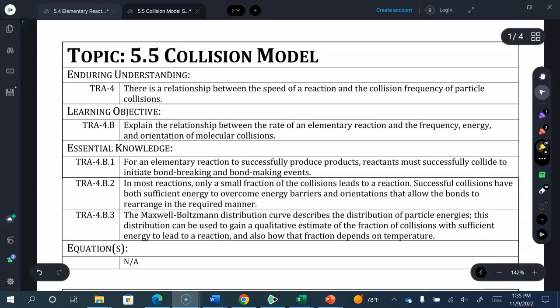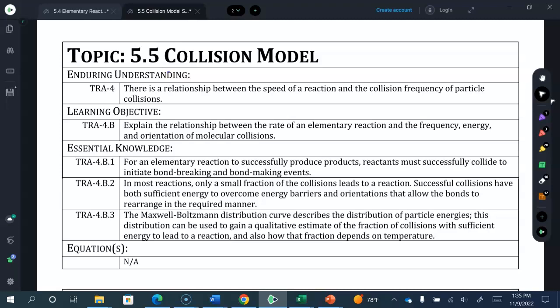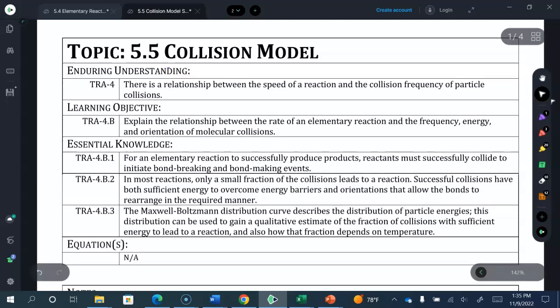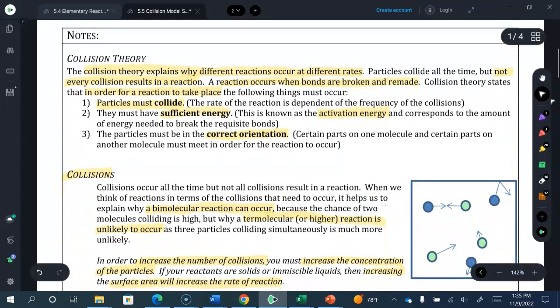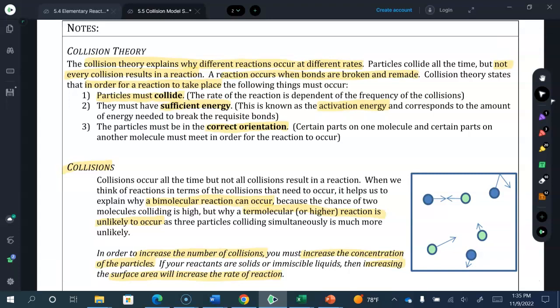Hello everyone, welcome to topic 5.5, collision model. By the end of this, you should be able to explain the relationship between the rate of an elementary reaction and the frequency, energy, and orientation of molecular collisions. So we're going to dive into what is collision theory and how does this explain the requirements for a successful reaction.